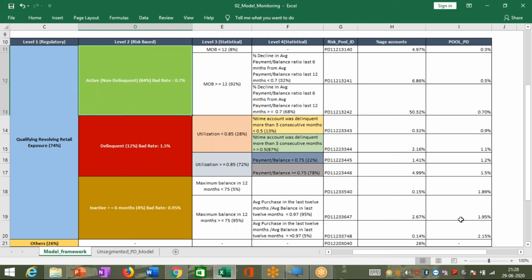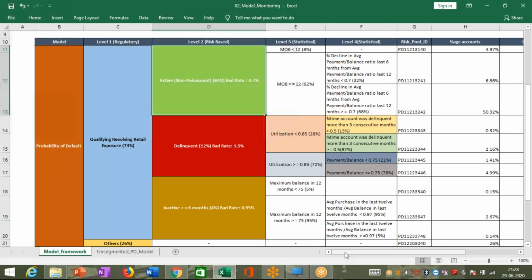Over here, there are two questions that we need to address. Number one, how are the segments created? How are the segments at different levels created? That is something that we would want to understand.